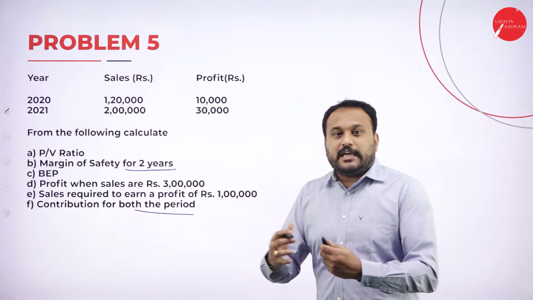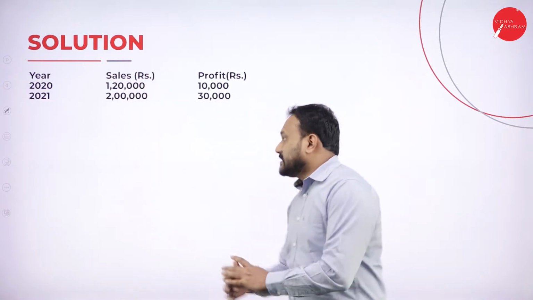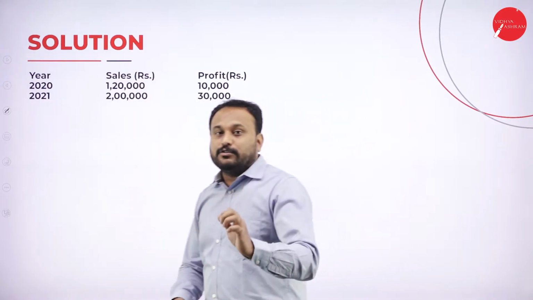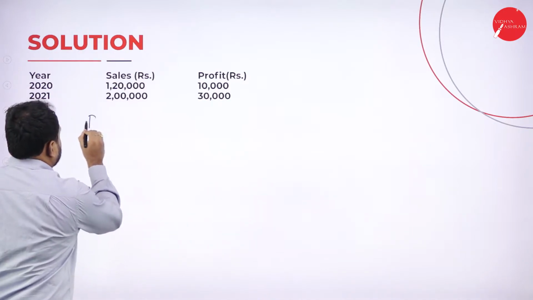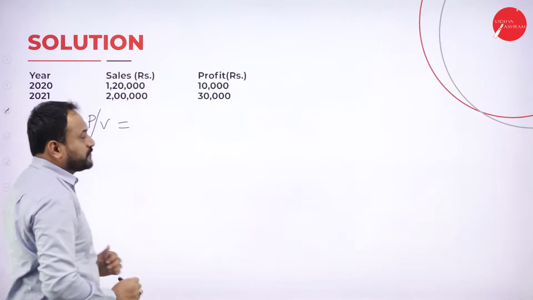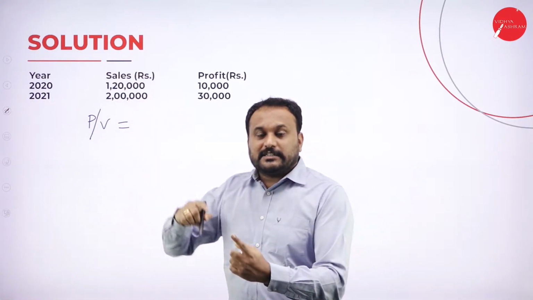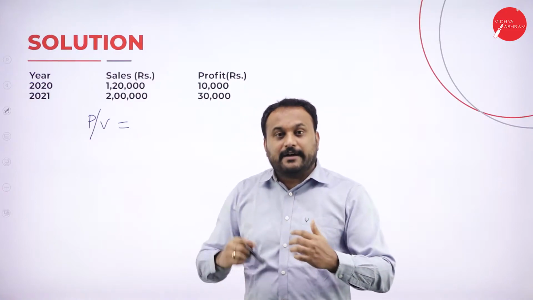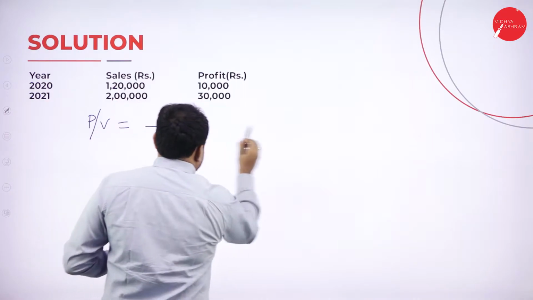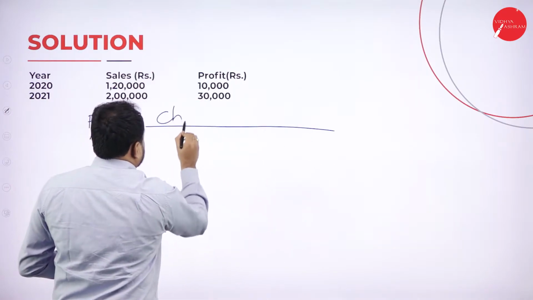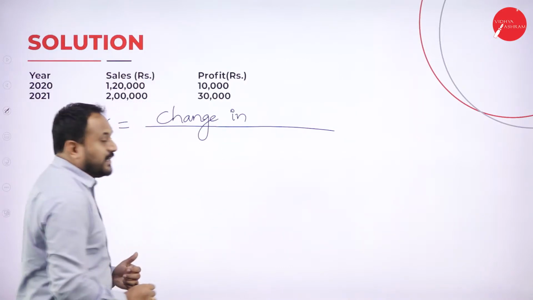So let's solve the problem. We have 2020 and 2021, 2-year sales and 2-year profit, and I told you what the PV formula would be. Now the PV formula here is PV is equal to what? Earlier what we used to solve is not the same. From the fourth session I have told you the PV formula will change. That's why it is always change in.